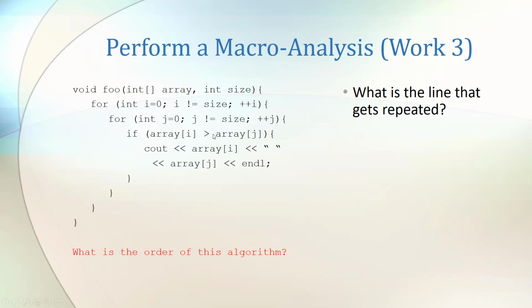Because every single time these for loops run, the Boolean statement will get considered, whether or not it's true. Every single time the Boolean statement will run, regardless. And therefore that Boolean statement, the if condition, will run n squared times. Make sense? Right. But how many times does the cout statement run? It would only run if array at i is greater than array at j.